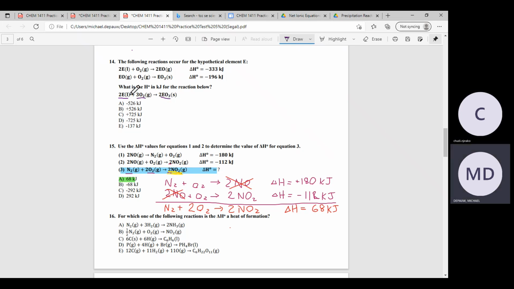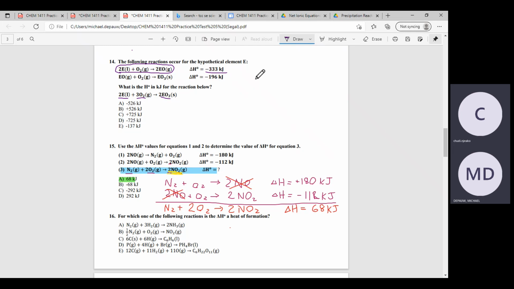In the case of problem 14, the first substance is E, liquid. There's only one equation that has the E liquid in it, and that would be this equation here, right? And there's two E liquids in the overall equation, and there's two E liquids in the equation that I've circled. They're both on the left side, on the reactant side. So it's on the correct side, and it has the right number. So I don't have to do anything to that equation. I can just leave it as it is and use the given delta H.